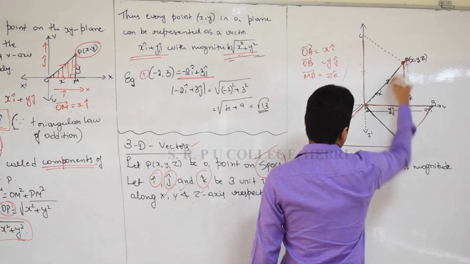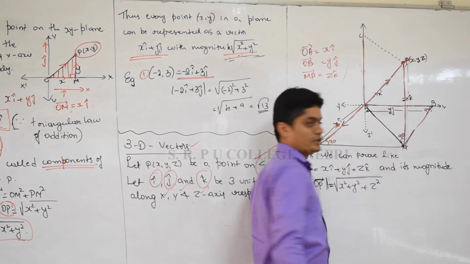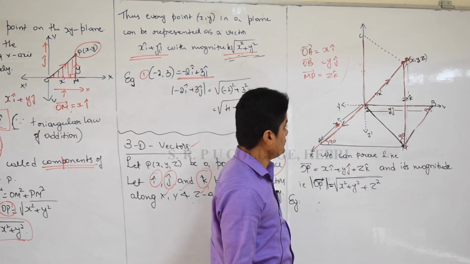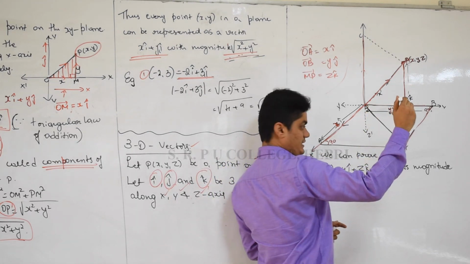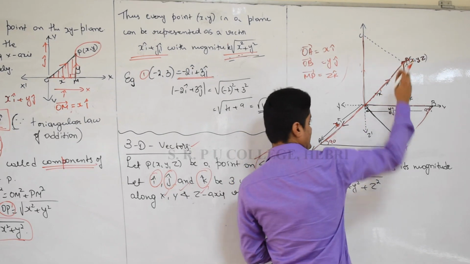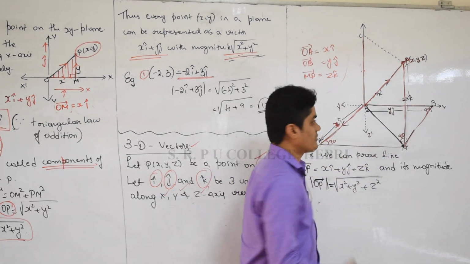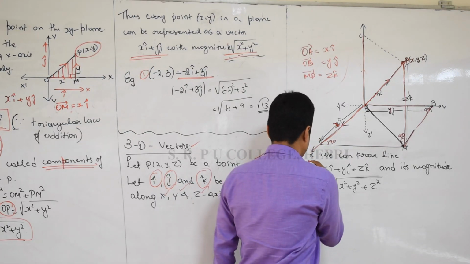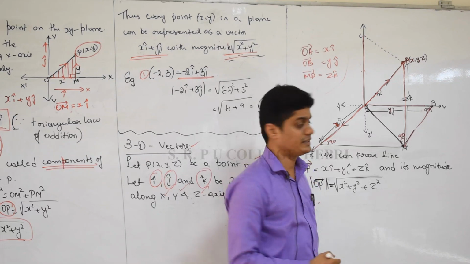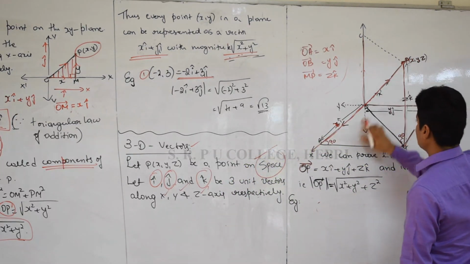This is a vector OP. I hope you can see that. Now see, this point is actually in space, not in any particular plane. So you can use the triangular law of addition 2 times to get one very important piece of information, that is the representation of the vector in a space. So observe carefully. Let us use this triangle now.